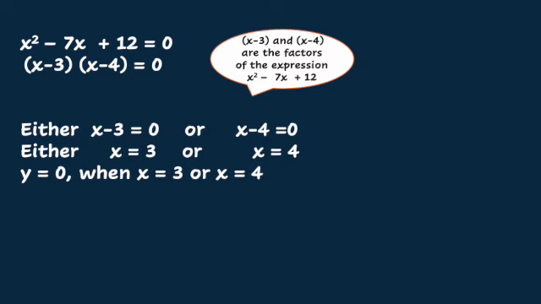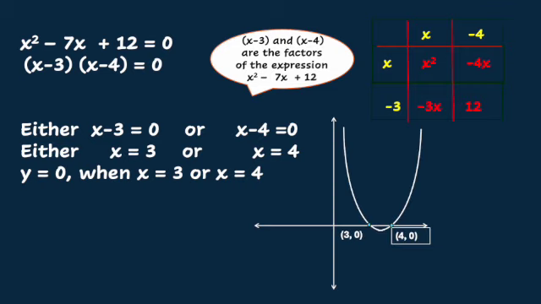Now this representation of minus 3 and minus 4 can also be shown like in the table I'm showing here. So you just need to multiply the rows and columns to get the same equation. And here is the graph for the given equation. So you can see here the curve is intersecting the x-axis at x equal to 3 or x equal to 4. So it's easy to solve the quadratic equation by using factorization.